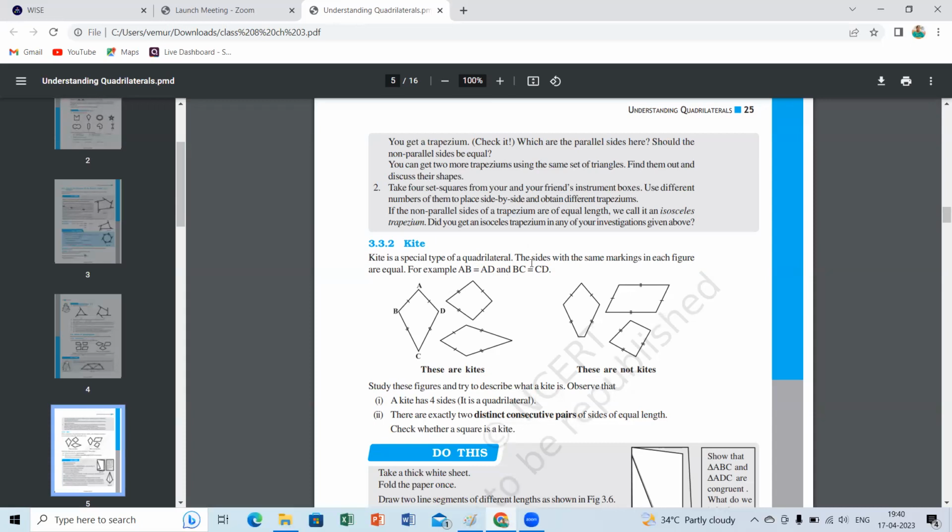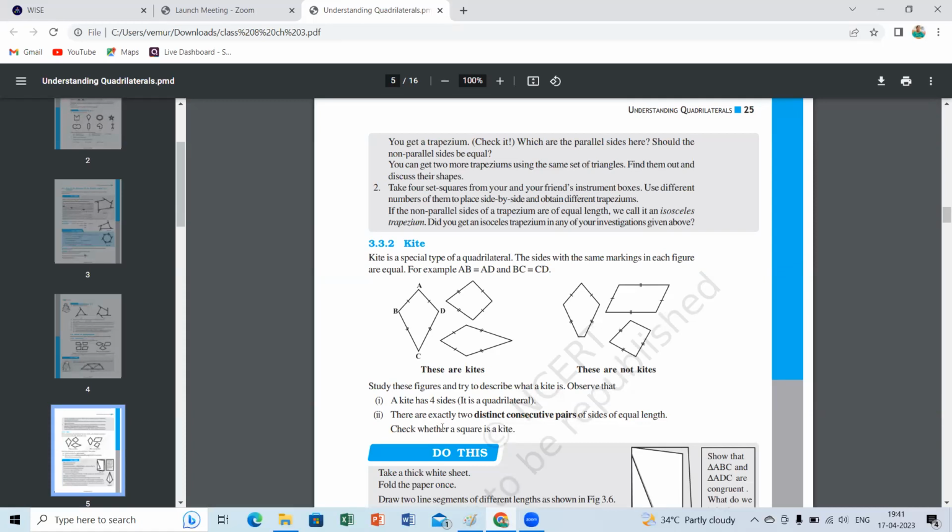Ma'am, in a kite, the diagonals are perpendicular. Very good. About the diagonals: they are perpendicular, but they do not bisect each other. The diagonals are not bisectors. They are perpendicular to each other.